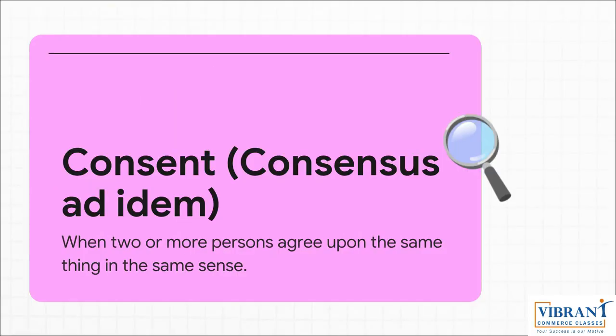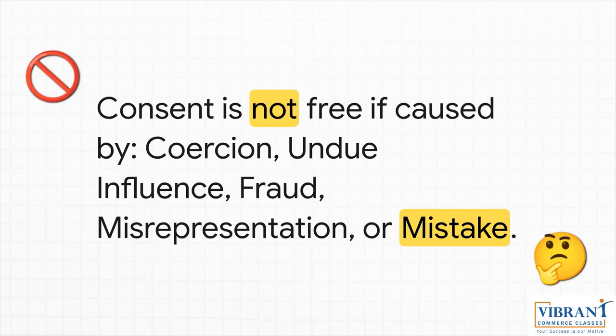You know, the law has a fancy Latin term for this, which you'll definitely want to remember: consensus ad idem. It just means a meeting of the minds. It's not enough for both people to say yes. They have to be agreeing to the exact same thing in the exact same way. If you think you're selling me your 2020 model car, but I think I'm buying your 2022 model, we don't have consensus. So what can mess up this free consent? Well, the law is very specific.